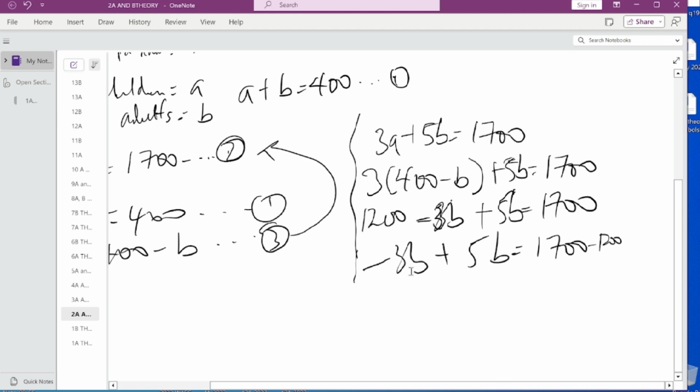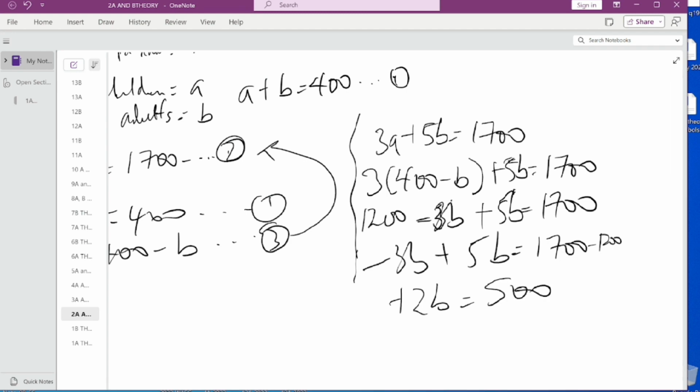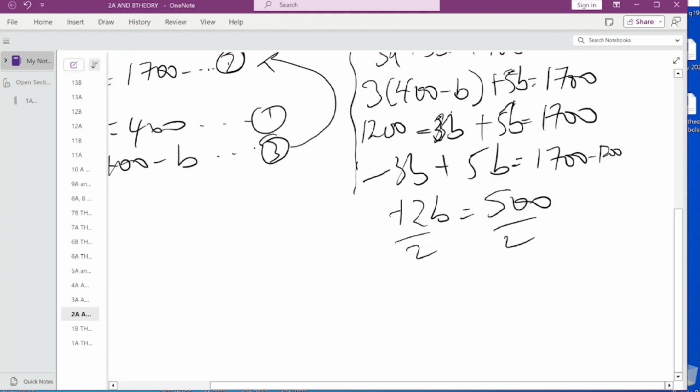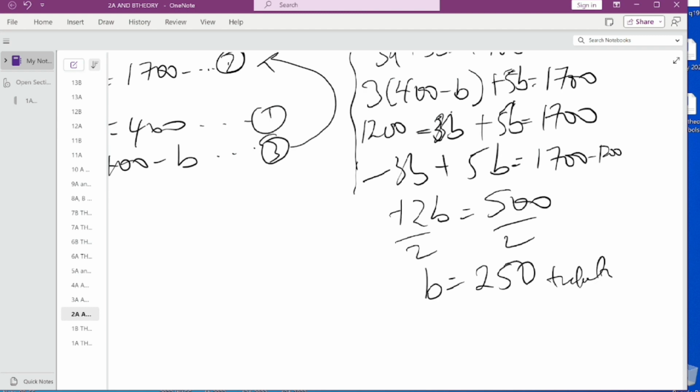Or we can just solve from here if you're very strong with your signs. So we can say minus 3B plus 5B. That means you're owing 3, you're having 5. By the time you pay back, since what you're owing is less than what you have, you still have something. So if you're paying 3 out of the 5 you own, you still have 2. That's plus 2B, or 2B equals 1,700 minus 1,200 gives you 500. We divide both sides by 2. Our B equals 250. 250 tickets were sold to the adults.